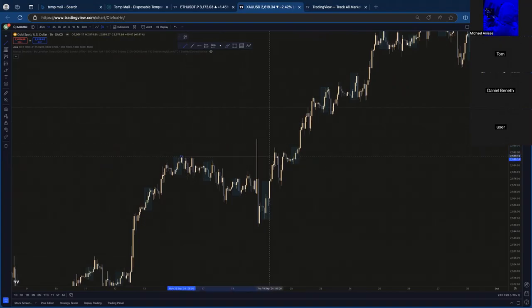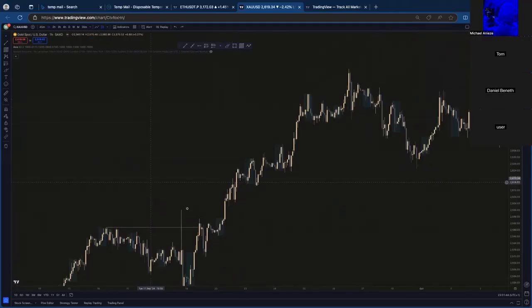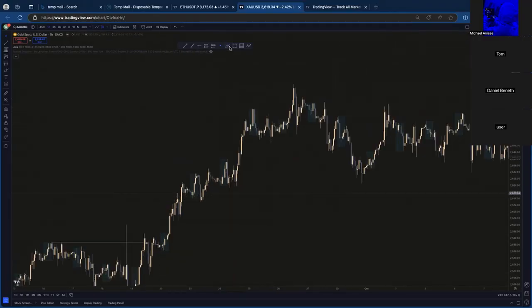Break of structure, break of structure. This is substructure, right? Substructure, minor structure, the other break of structure, price, which is that.